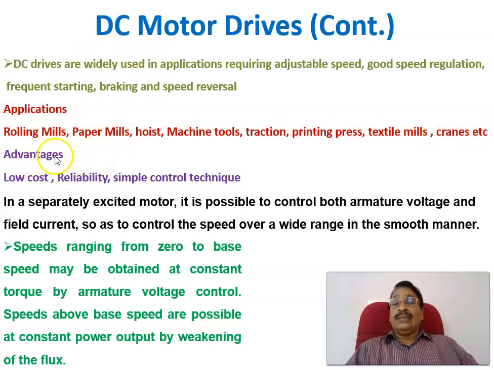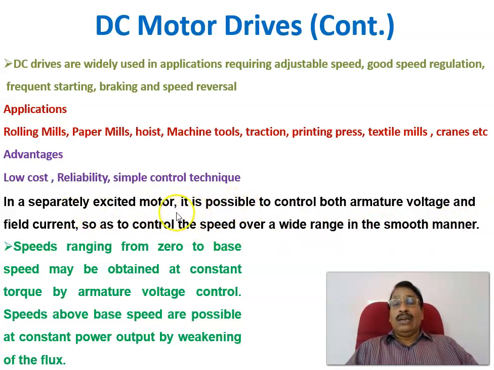And the advantages of DC motors are, of course, low cost as well as reliability is also very high, and the control technique is very simple. These are the advantages of DC motor drives. In a separately excited DC motor, it is possible to control both armature voltage and the field current so as to control the speed over a wide range in a smooth manner. Therefore, that is possible in the case of separately excited.